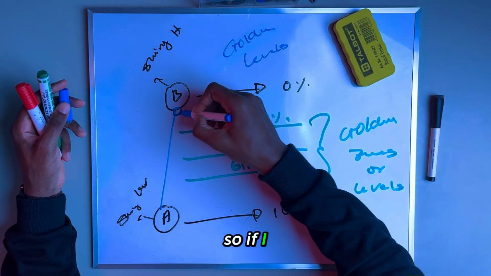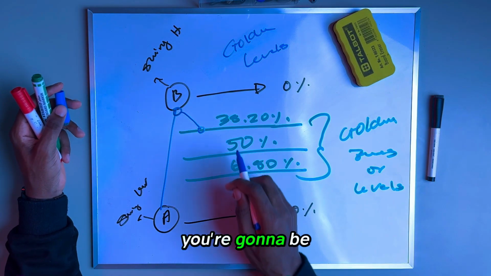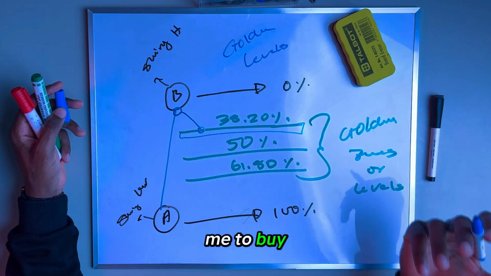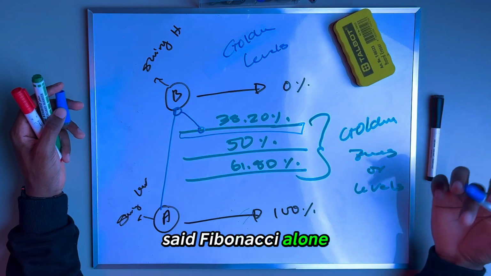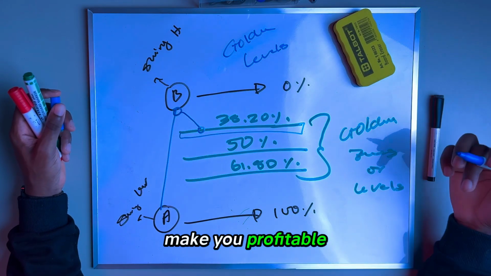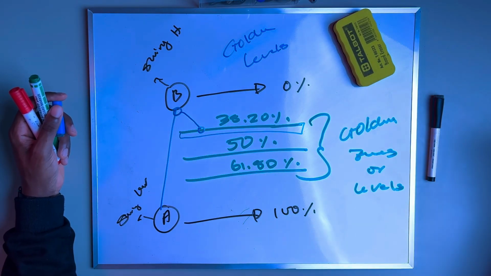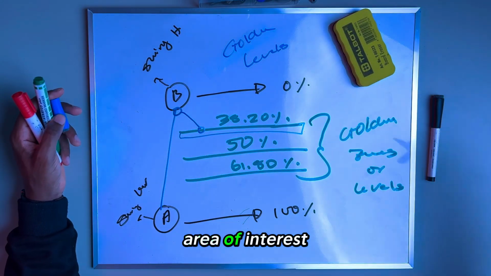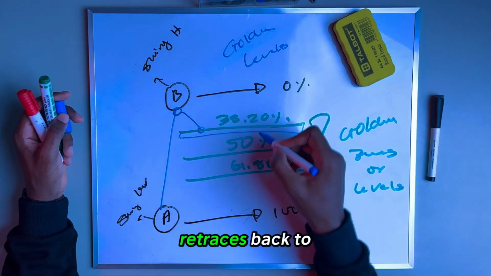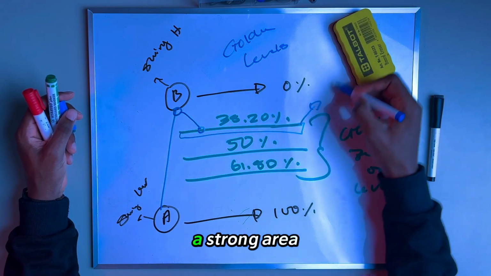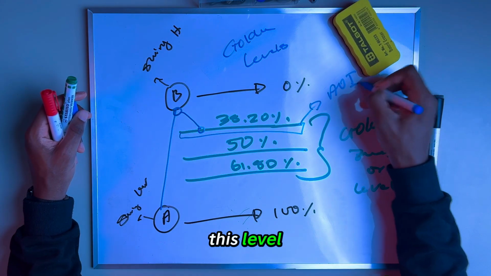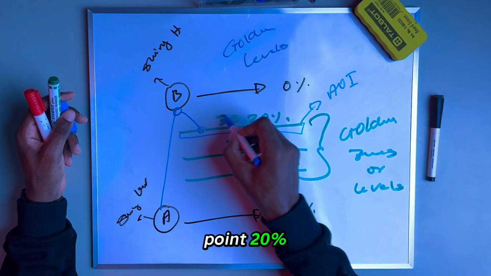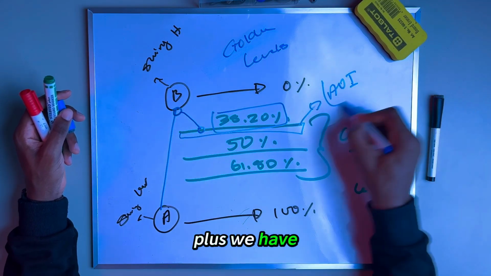So if price retraces back to 38.20, you're gonna be like, okay, is this a good level for me to buy? Because as I said, Fibonacci alone is not gonna make you profitable. You need other confluences that will reinforce your Fibonacci level, and that's where area of interest comes into play. So if price retraces back to 38.20 and you have a strong area of interest at this level, you're gonna be like, okay, this is very interesting because we have the 38.20%, this right here, plus we have a strong area of interest.